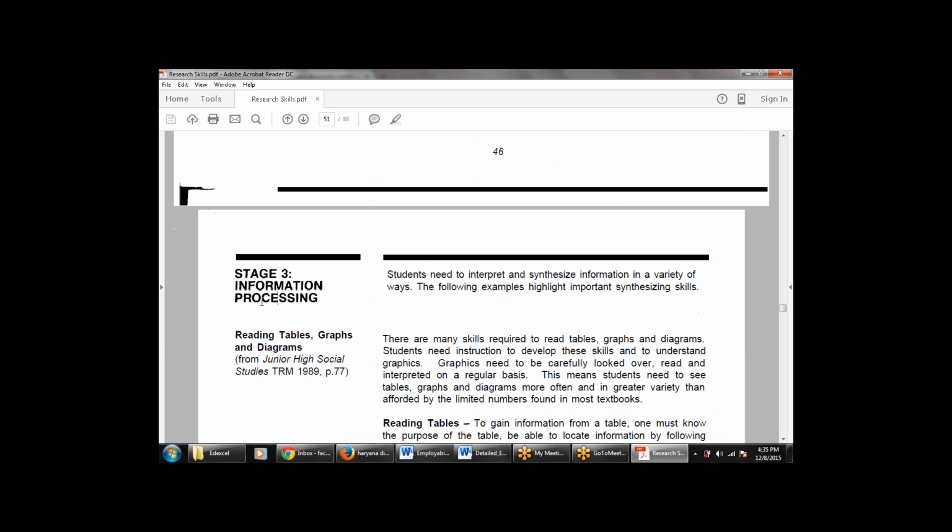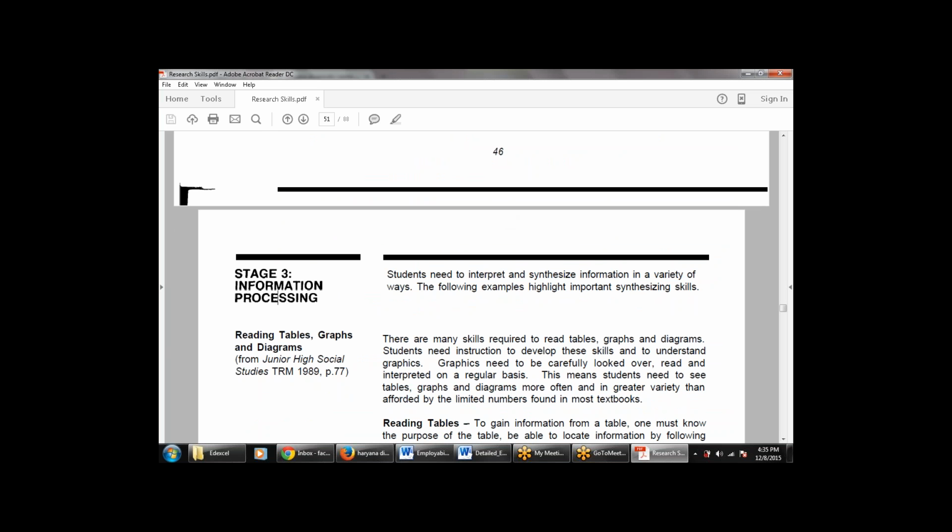The next stage is stage number 3, that is the information processing. So after retrieval, after planning, the next stage is stage number 3, the information processing. That is how to process the information in a practical approach. The first approach for processing the information is reading tables, graphs, and diagrams. So read out the tables, the graphs, and the diagrams.